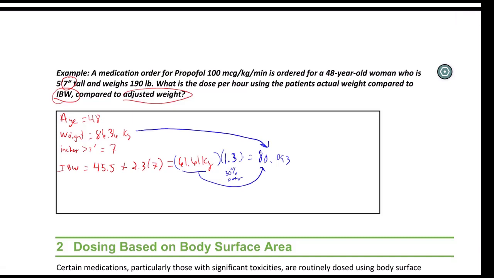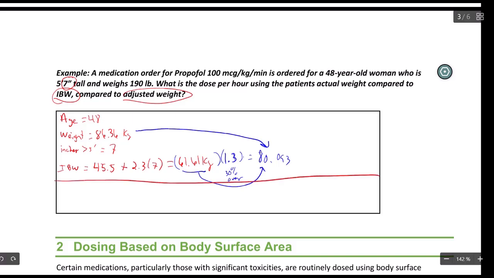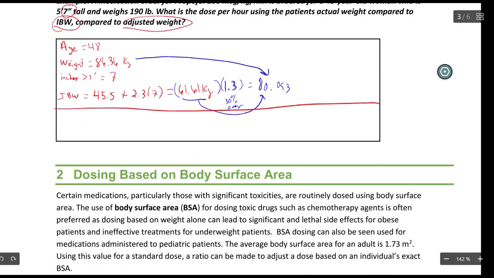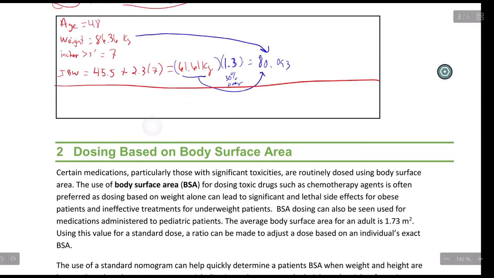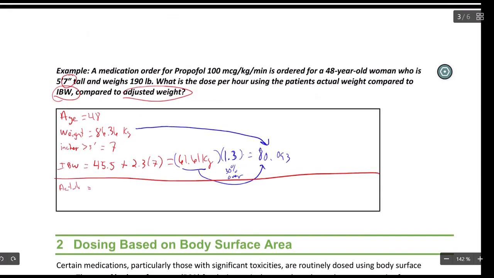And you can see that their adjusted body weight would be something that would allow us to give a better dose, especially for these sort of things. So if we wanted to go through this, we can look at their actual dose. Right, the actual dose is 100 micrograms per kilogram. So let me do 100 micrograms per kilogram, which is 86.36.